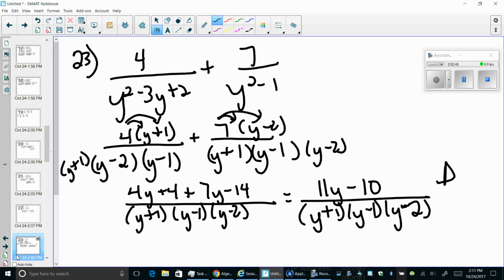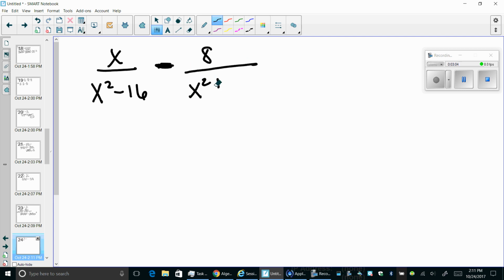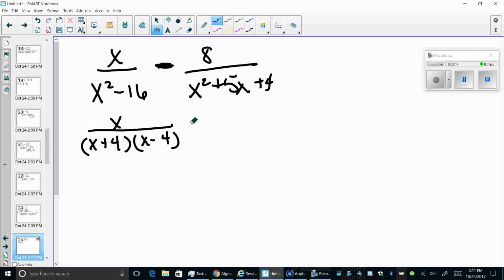Problem 24. It's x over x squared minus 16. I've got to factor that. Minus, and that's going to be another thing that's going to trip people up here, is this minus in between. Sometimes it throws people off a little bit. 8 over x squared plus 5x plus 4. Okay, this factors. It'd be x plus 4, x minus 4. And then this factors is going to be x plus 4, x plus 1. I need two numbers that multiply to give me 4 and add to give me 5.